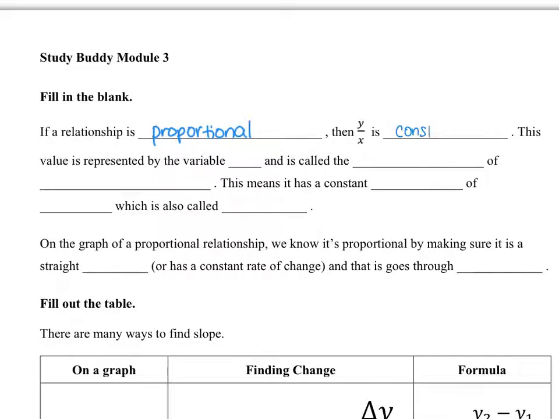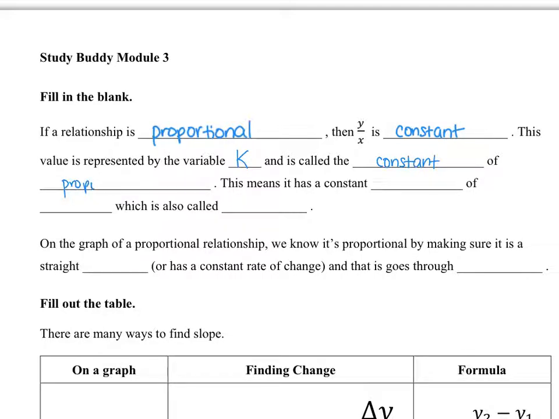Remember, we talked about constant or variable. So in order for it to be proportional, that y over x for every single pair has to be constant. This value is represented by the variable k. Remember, y over x equals k, or k equals y over x, is our formula that you'll need to know to find k, which is called the constant of proportionality.